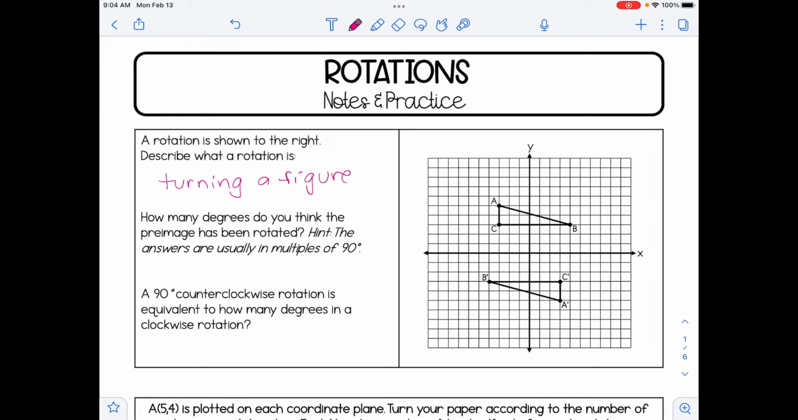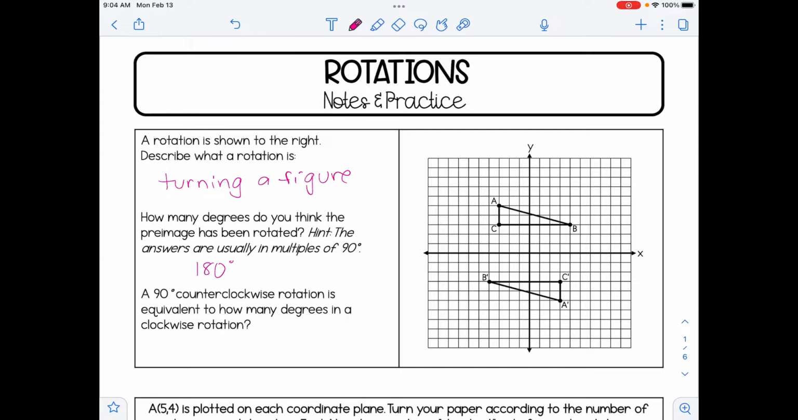And if we take a look here, it says, how many degrees do you think the pre-image has been rotated? And the hint is that these answers are usually in multiples of 90. So 90, 180, 270 are the three common degree measurements that we're going to see for rotations. In this case, this is an example of a 180 degree rotation. This might be the easiest of the three to identify because 180 degrees is kind of like the shape or the figure being upside down.